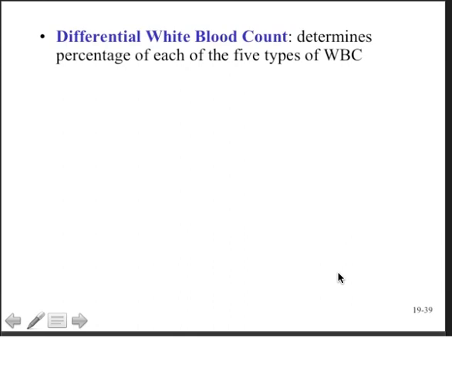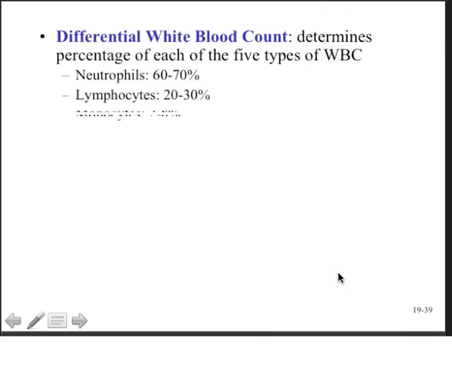So when we do a differential count, what we're looking at is the percentage of each of the five types of white cells. Normally, we have the following percentages: neutrophils, lymphocytes, monocytes, eosinophils, and basophils, in order from most to least abundant. There's an acronym to help you remember this: Never let monkeys eat bananas, from most to least abundant.